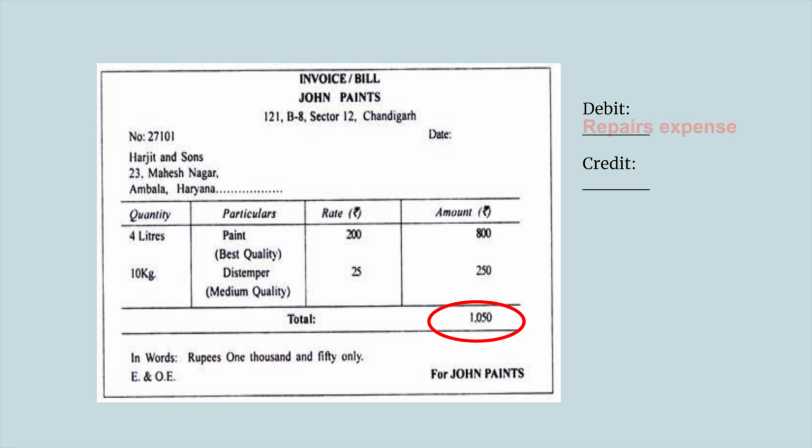And in this case, we are going to do repairs expense because it looks like it's for paint. So we're probably painting something to repair it. And so we're going to do repairs expense and cash. We paid cash for this. And if you notice, this receipt is actually for rupees. So this is not from the United States, but accounting is pretty universal across the board.